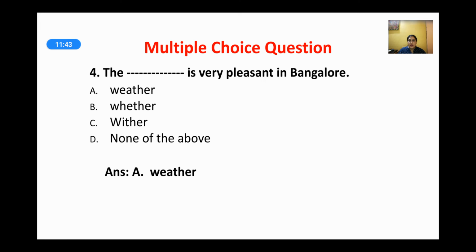The dash is very pleasant in Bangalore. WEATHER, WHETHER, WITHER, or none of the above. And the answer is weather. Weather refers to the climate. The second, whether, refers to a question, whether or not I want to do it. The third option, wither, refers to the petals falling off, becoming dry. Or none of the above.